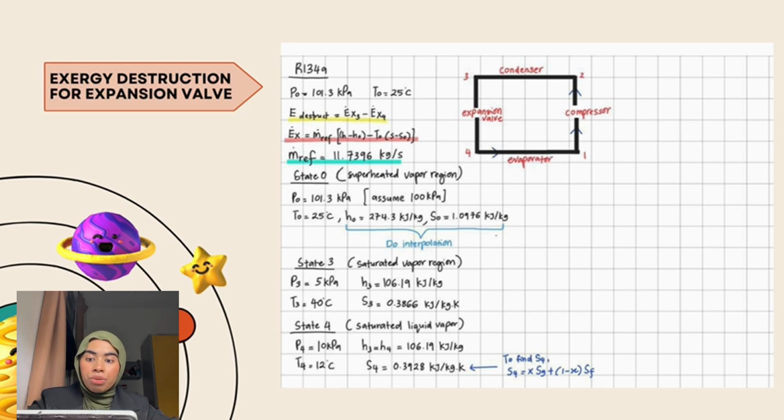And then for state 3, do the same as state 0 also, but for state 4, H3 is the same as H4 since they have the same pressure. But for state 4, you need to find S4 using the formula as I wrote in the slide because they are a saturated vapor-liquid mixture, so it's in the center of the graph, so you need to use the formula.